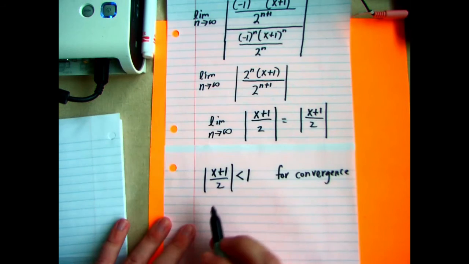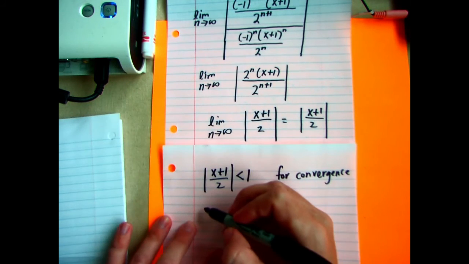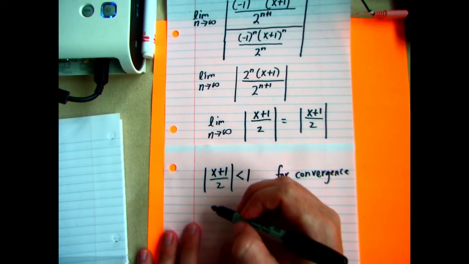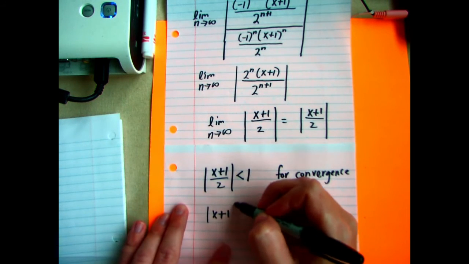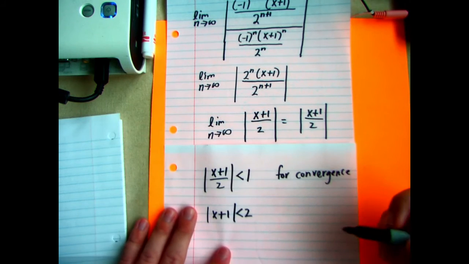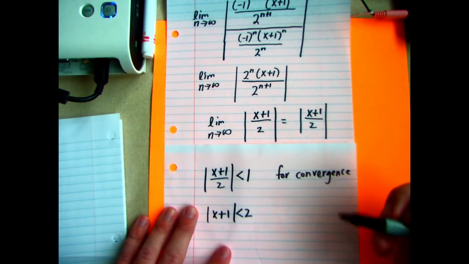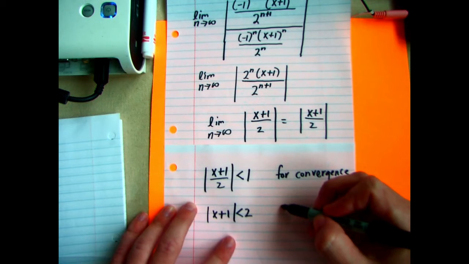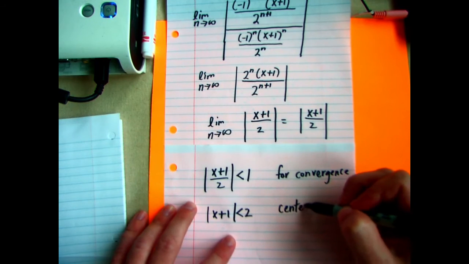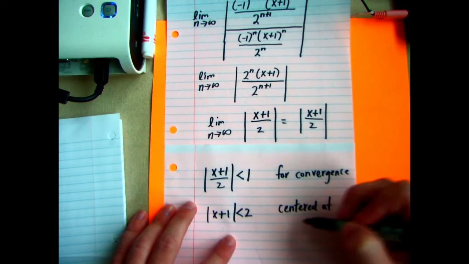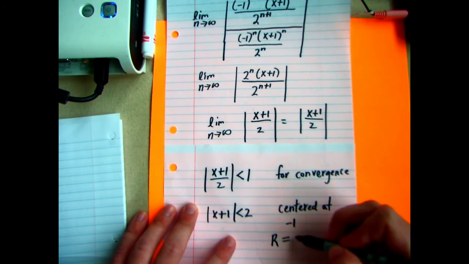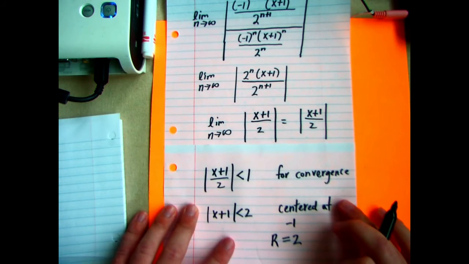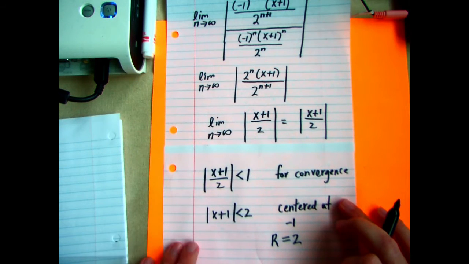So basically I need to solve this inequality to get my interval. First step would be multiplying by 2. So that kind of gives me an indication of where my center is. My center is at minus 1. And this also tells me what my radius of convergence is. My radius of convergence is going to be 2.